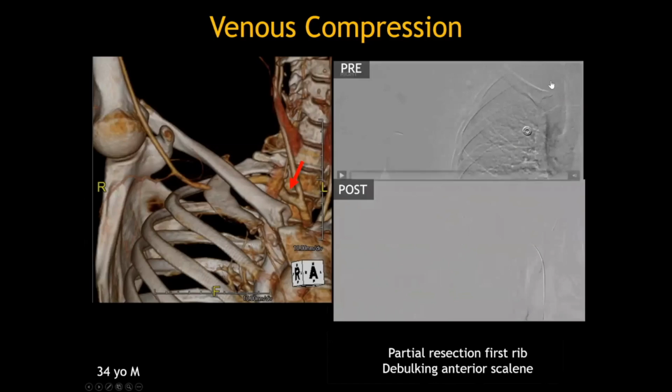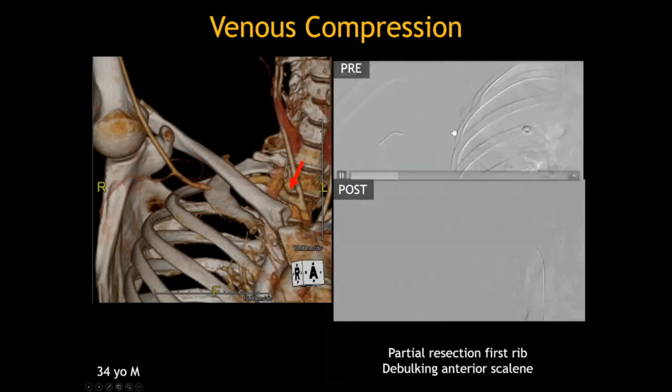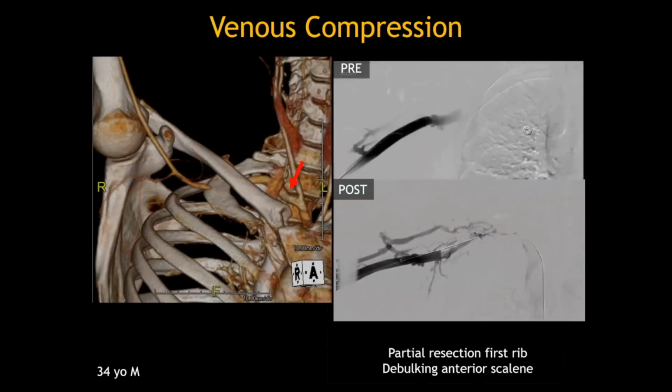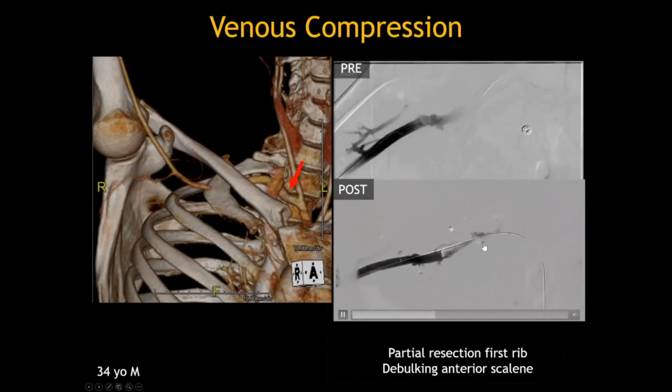Here's just another example of a patient who presented with acute arm swelling. They actually weren't very active and just woke up with a swollen arm. And you can see the catheter-directed venography showing occlusion of the subclavian vein at the level of the axilla. And following thrombolysis, there's some partial recanalization, although there's some residual clot burden here.